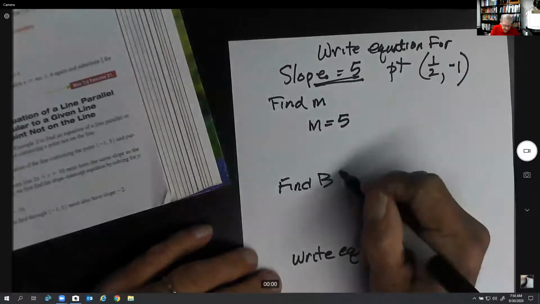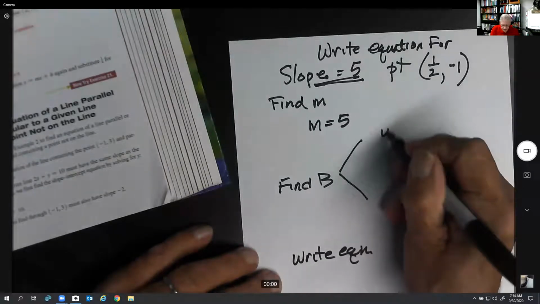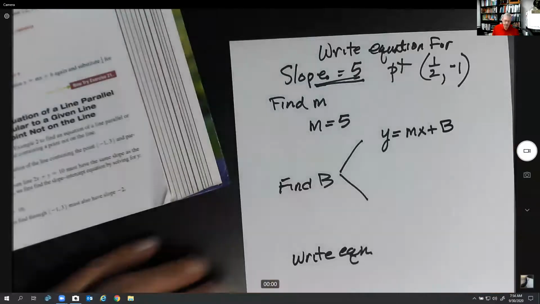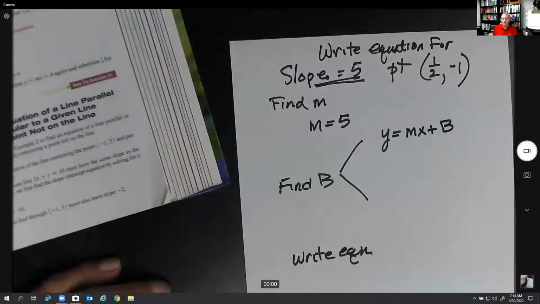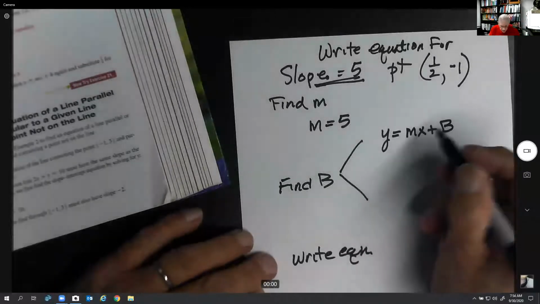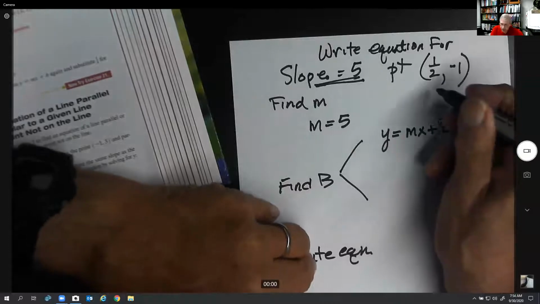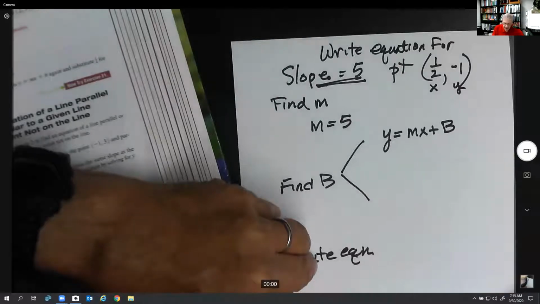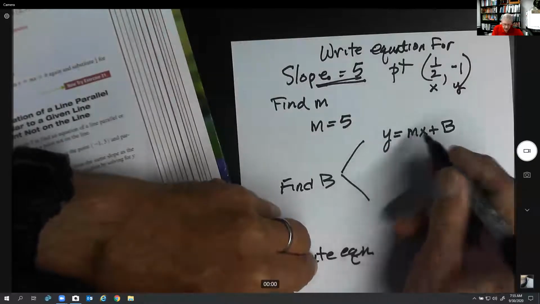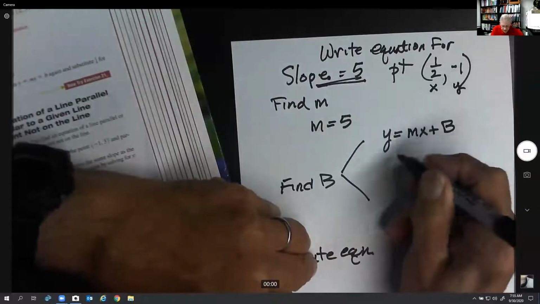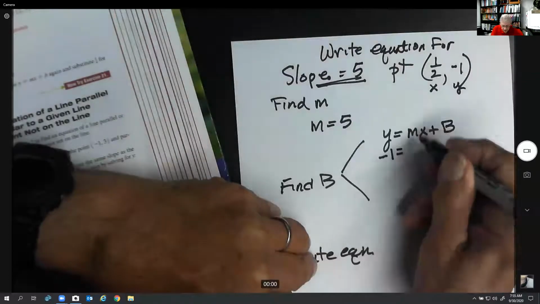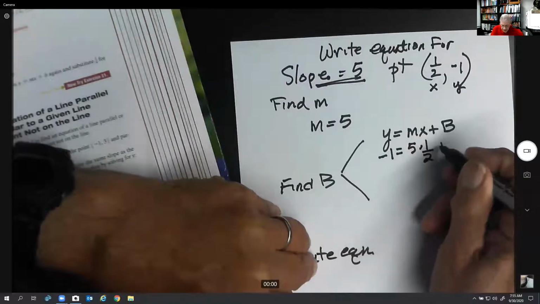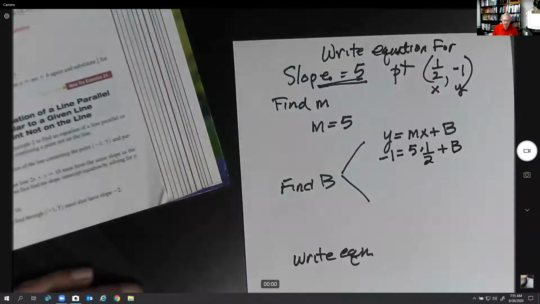Step 2, find b. Well, this gets a little bit harder. We're going to use our slope-intercept form. And we're going to replace, but we're going to think of this point right here as x and y. So we're going to replace the x, the y, and the m. We're going to substitute everything into it. Y is -1, m is 5, x is 1/2. And this will help us find the y-intercept, b.